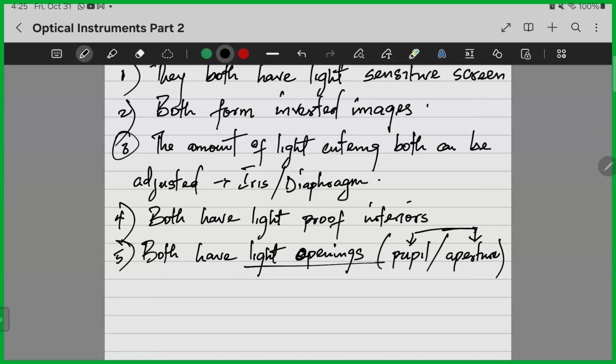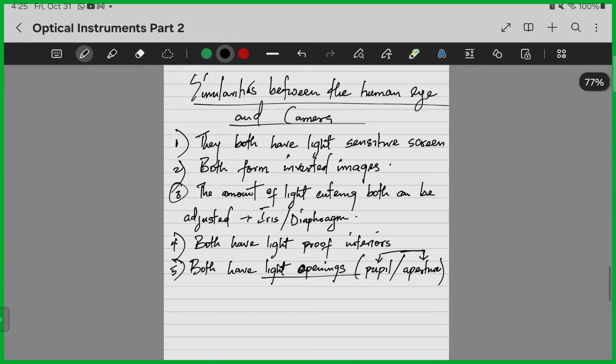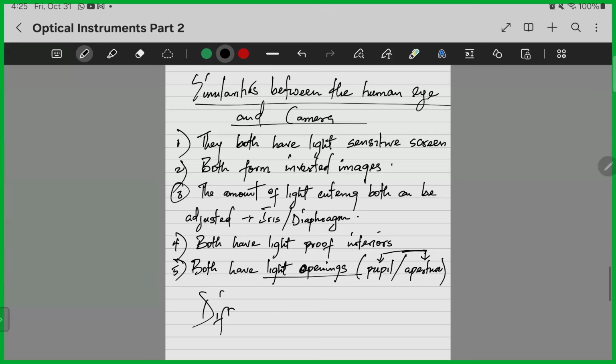Let's go straight into the next subtopic, and that is what I will call the differences between the human eye and the camera.